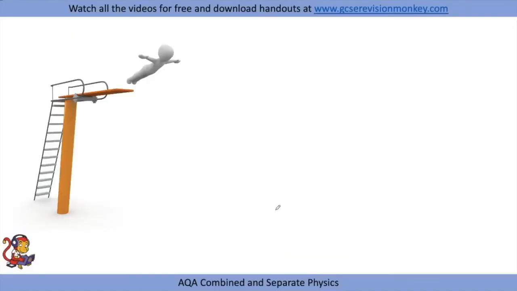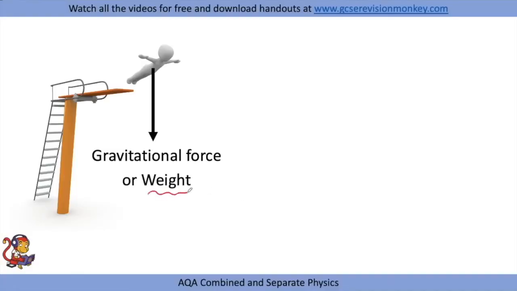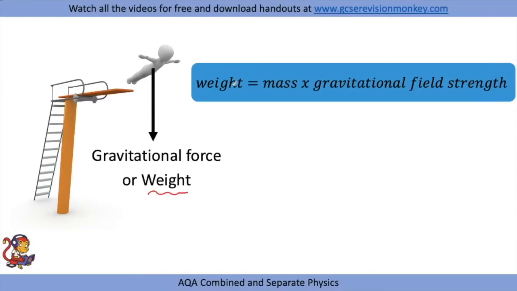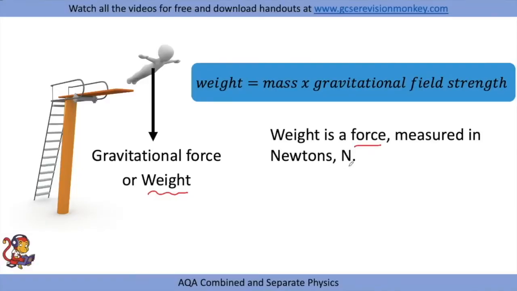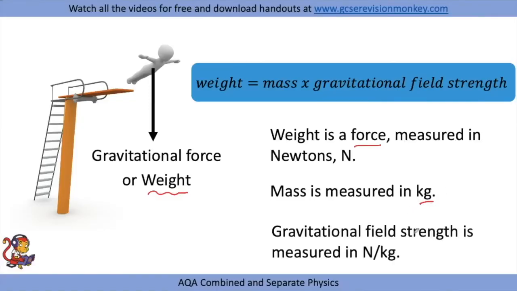Let's have a look at this example. We've got a diver diving off the diving board, and we've got a gravitational force pulling that diver down towards Earth, or we can actually call this weight, because weight is equal to mass multiplied by gravitational field strength. Weight is a force, and it's measured therefore in newtons. Mass is measured in kilograms, so if you ever see it in grams, you would have to convert it to kilograms by dividing by 1,000. And gravitational field strength is measured in newtons per kilogram.